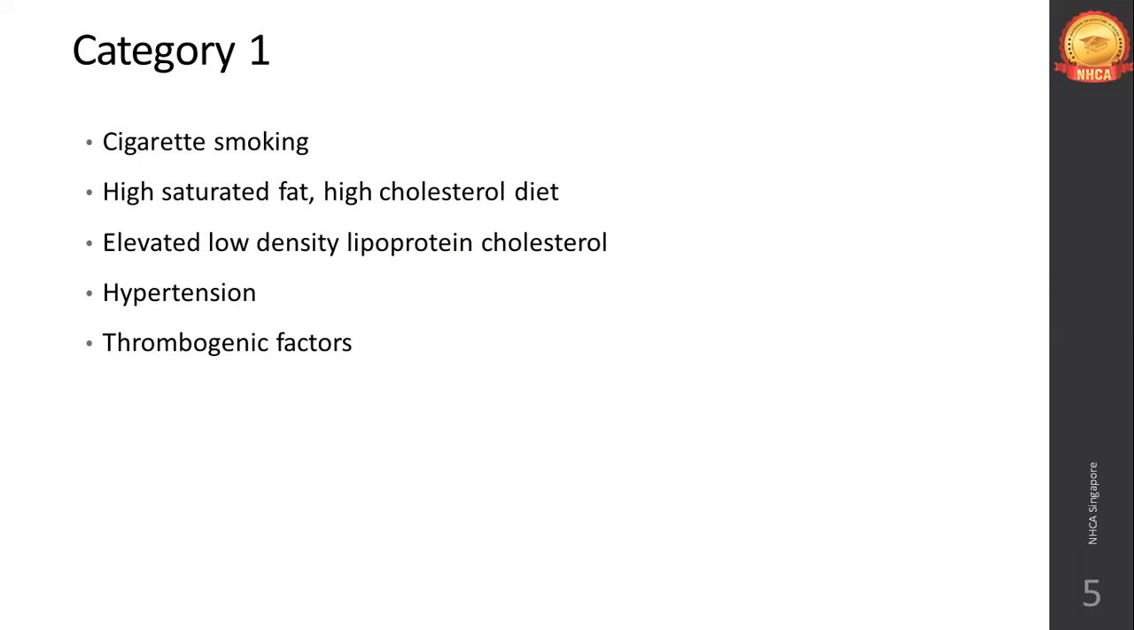So in category 1, cigarette smoking. Cigarette smoking will increase your heart rate and blood pressure, and it also lowers the HDL value. HDL cholesterol, the good cholesterol, high density lipoprotein, gets decreased because of smoking. As soon as the HDL value decreases, automatically the LDL, low density lipoprotein, increases. So the person goes into the risk of cardiovascular diseases.